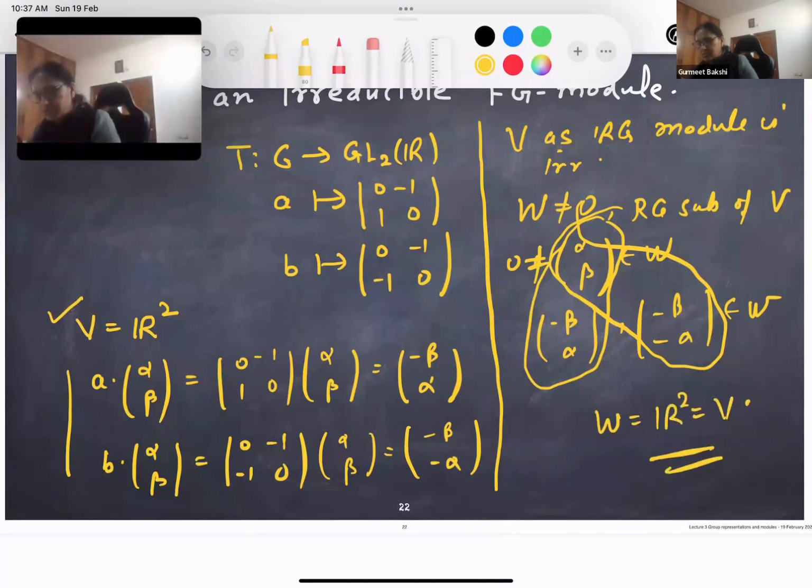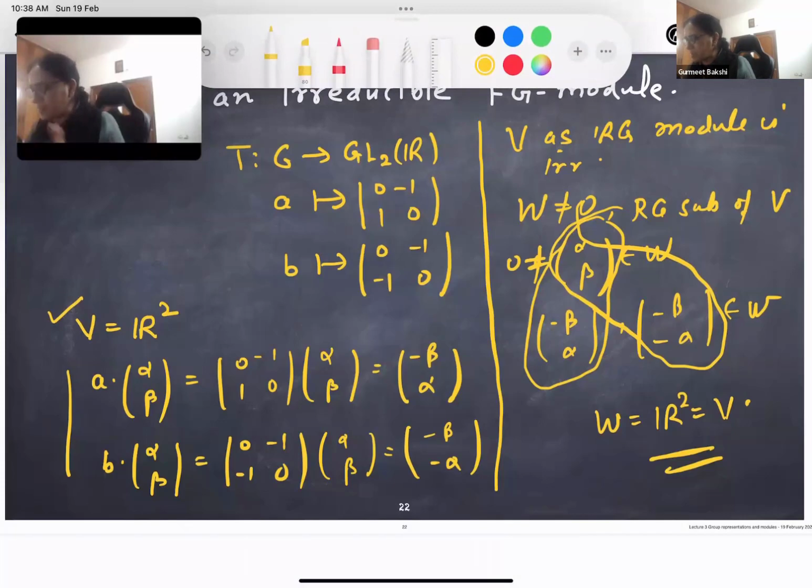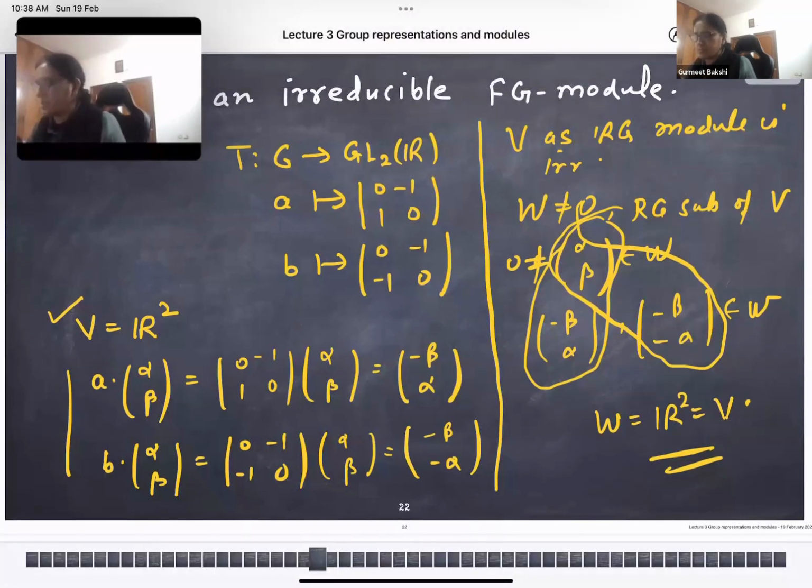So if there is a non-zero submodule inside, then that has to be the whole of V, because as soon as it has one non-zero element, it will get two linearly independent elements inside, and therefore it will become the whole of V. So this proves that this 2-degree representation of G is an irreducible representation by seeing the corresponding module. Or you can do it directly, but because I'm explaining you the correspondence, you can see it from this correspondence, right?